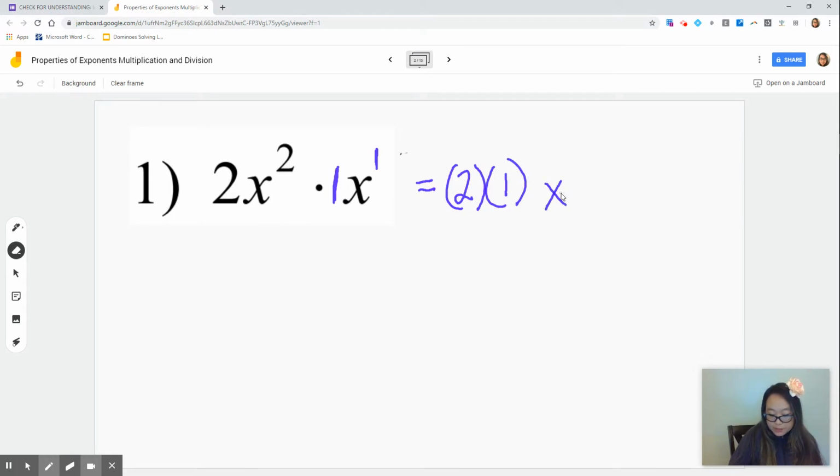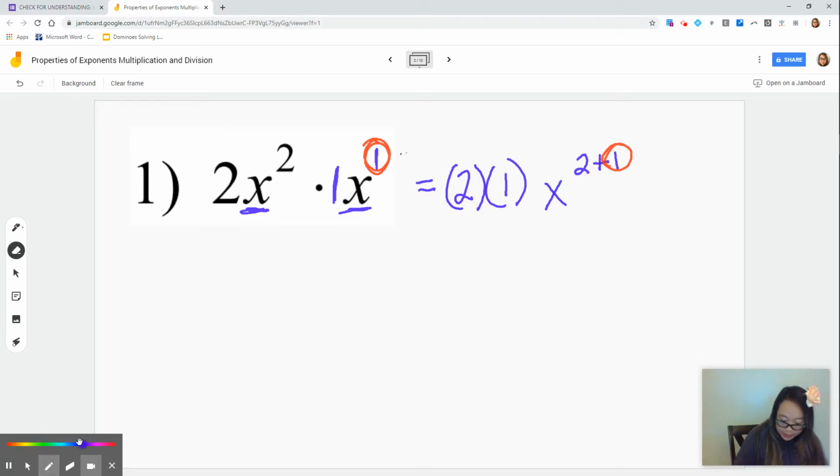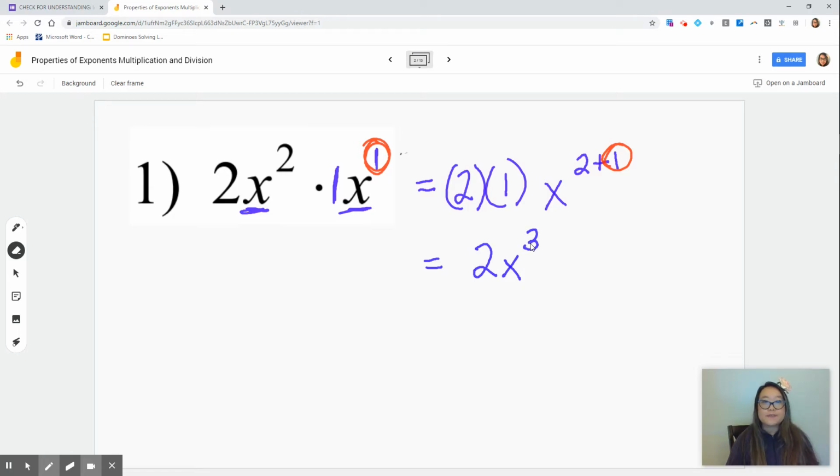And then when you're multiplying by the exact same base, the base has to be exactly the same, we're going to add the exponents together. You can see right now that if I had not put the invisible 1 right here, I might have just put 2, and that is incorrect. Finally, I'm going to simplify what I have. So 2 times 1 is 2, and x to the 3rd power is our finished answer. Okay, let's move on to number 2.